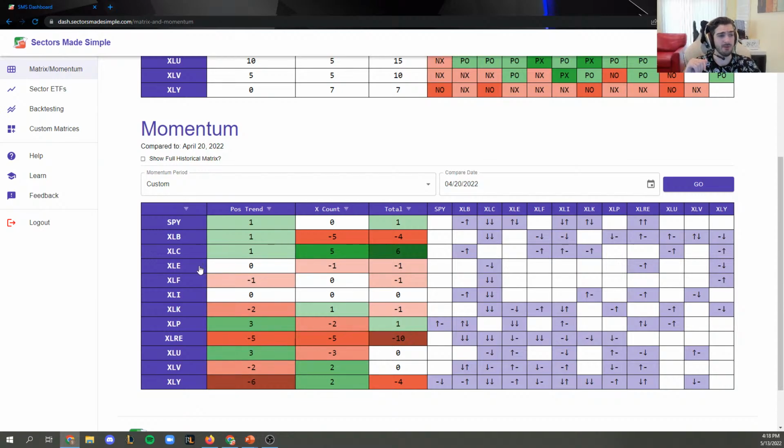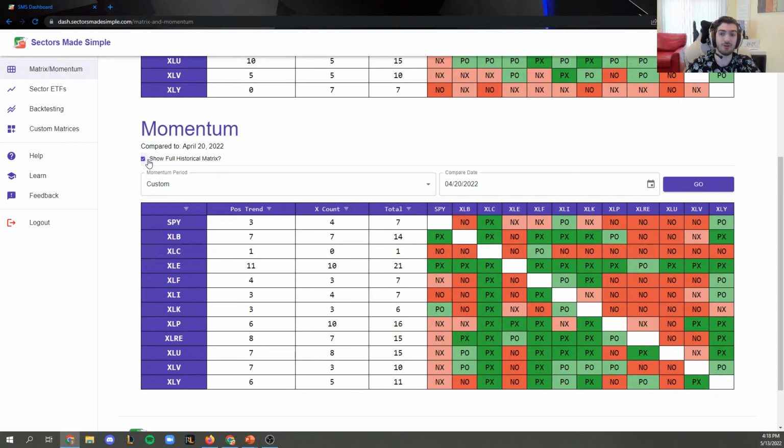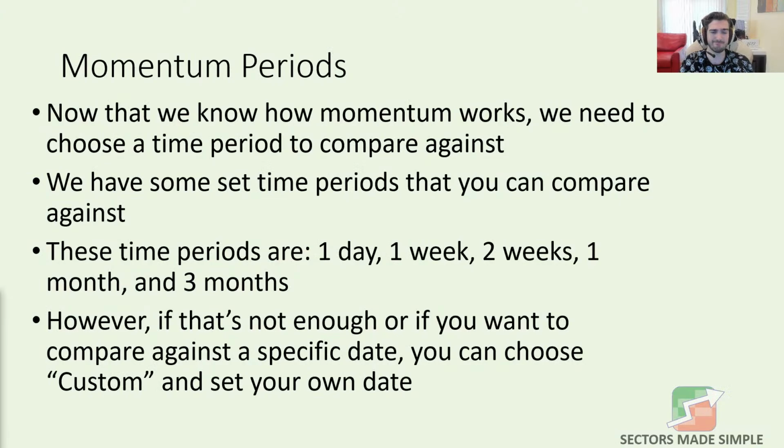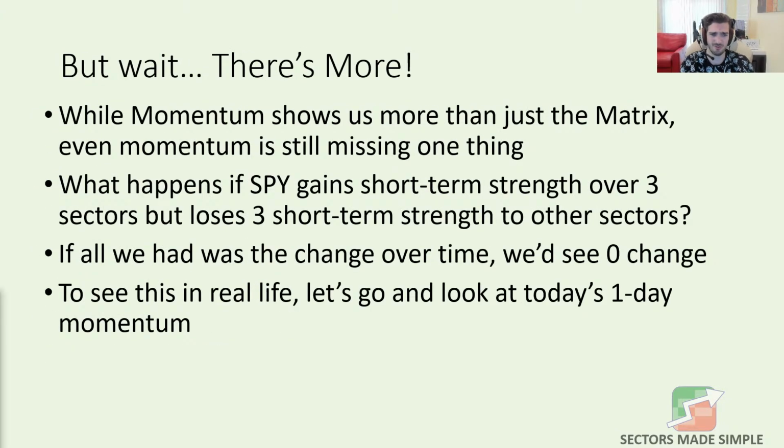So any date you want, you can find a custom momentum to get to see that strength. And again, you can see the full historical matrix to not just get the differences, but get the actual values from that previous date. So, is that it? Is that what momentum can do for us? Well, close, but there's just a little bit more.